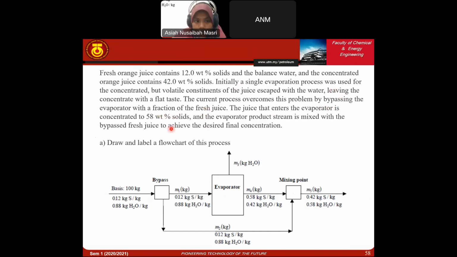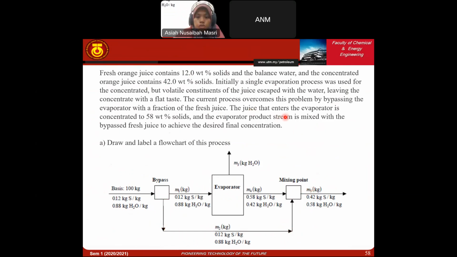We bypass the evaporator with a fraction of the fresh orange juice. This is our fresh orange juice. Before we enter the evaporator, we bypass some. So this is our splitter. We bypass some and directly mix it with the output. That is what it meant. Bypass the evaporator with a fraction of the fresh juice. Some of the fresh juice is put into the evaporator. Some is bypassed and goes directly to be mixed with the output.